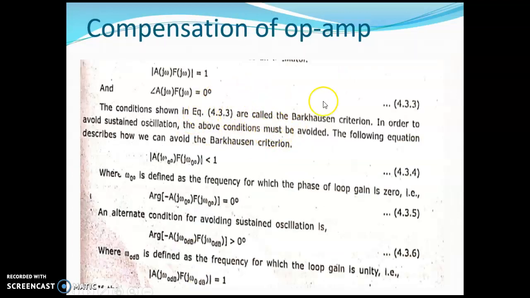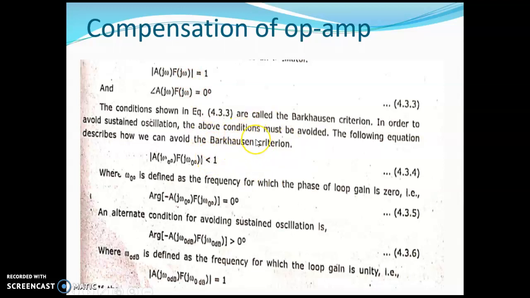This is called the Barkhausen criteria. You know the condition for oscillation. In order to get stable oscillation, the oscillator has to satisfy the Barkhausen criteria, in which the phase shift must be either 0 degrees or 360 degrees, and the gain should be equal to 1. These are the two conditions of the Barkhausen criteria, which show that the amplifier is going to operate as a perfect oscillator. The phase shift should be either 0 or 360 degrees, and the magnitude of the gain should be equal to 1.